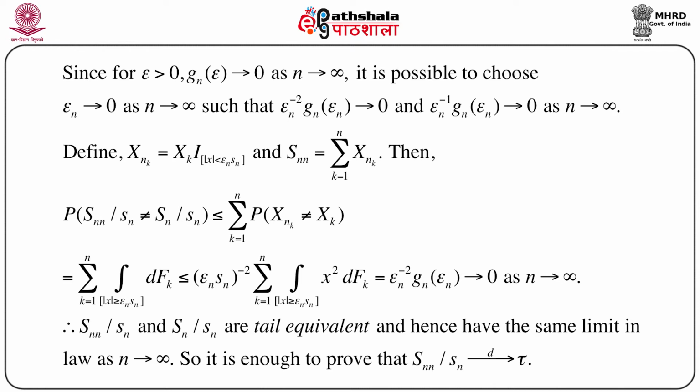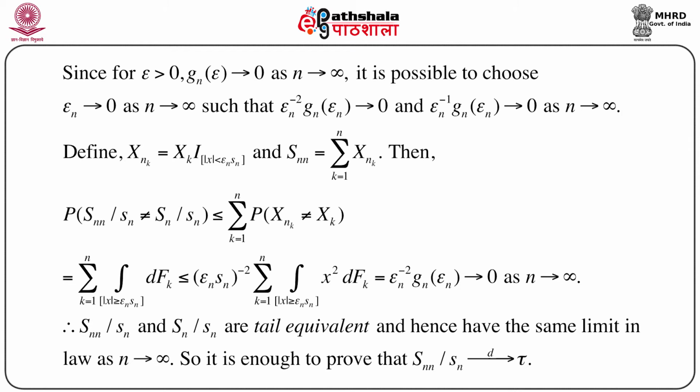Now, consider epsilon greater than 0, and Gn epsilon goes to 0 as n goes to infinity. So, that means we are assuming that Lindeberg's condition holds true now. So, it is possible to choose a sequence of epsilon n's going to 0 as n goes to infinity, such that epsilon n to the power minus 2 Gn epsilon n goes to 0 and epsilon n to the power minus 1 Gn epsilon n goes to 0 as n goes to infinity.